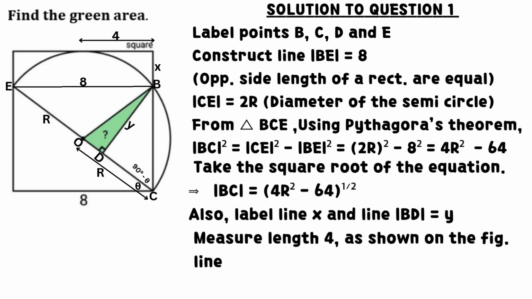Also, label line DE as X and line BD equals Y. Measure length 4, as shown on the figure. This is half the length of the square. Also, line OB equals R, which is the radius of the semicircle.